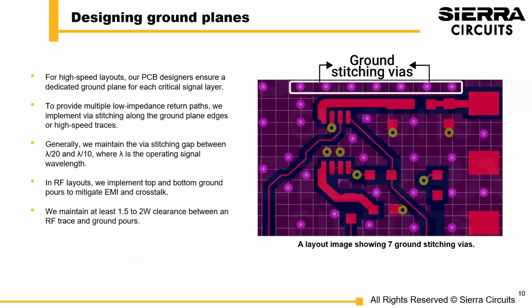signal wavelength. Additionally, our designers use top and bottom ground pours in RF layouts to mitigate EMI crosstalk. While designing, we also ensure there is at least 1.5 to 2 times the trace width between an RF trace and the ground pour.